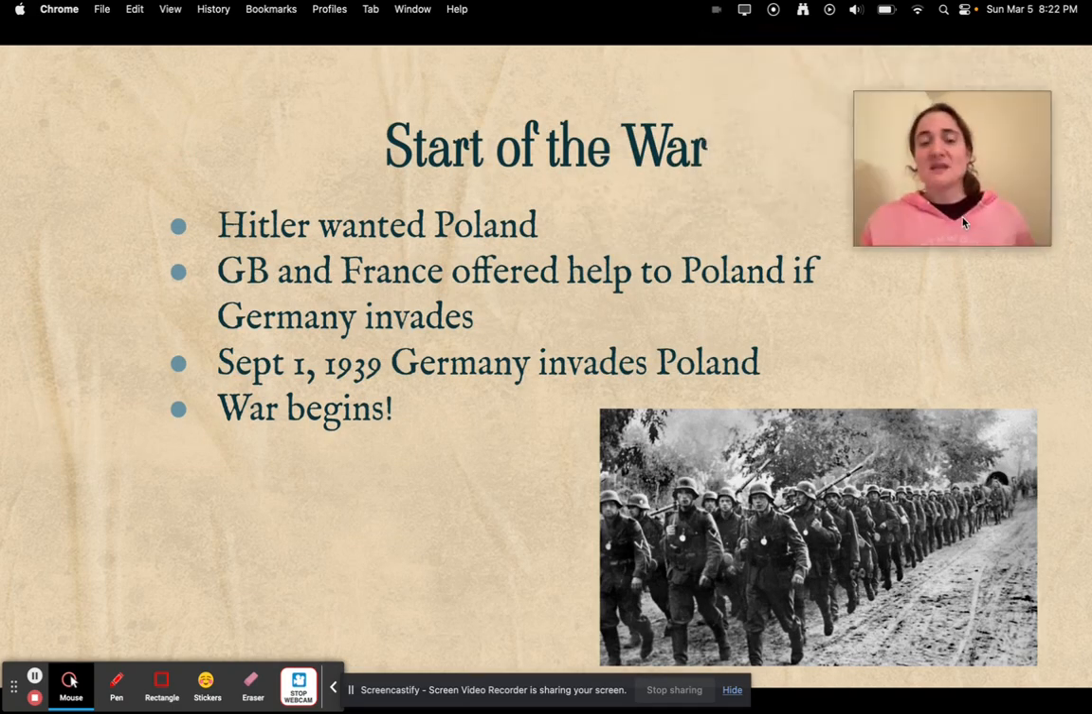So, start of the war. Hitler really, really wanted Poland. And Great Britain and France were like, yo, we saw what you did in Czechoslovakia, and you did not keep your word, so we don't trust you with the Poland thing. So Great Britain and France offered help to Poland if Germany ever invaded. And on September 1st, 1939, guess what? Germany invades Poland, and the war begins.